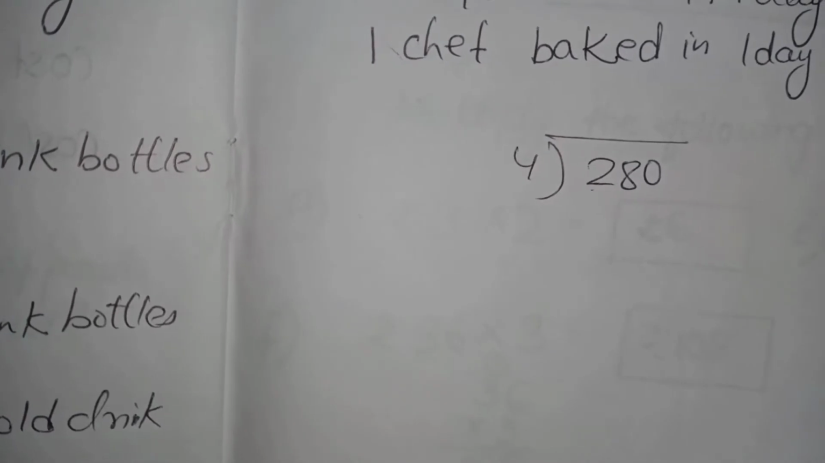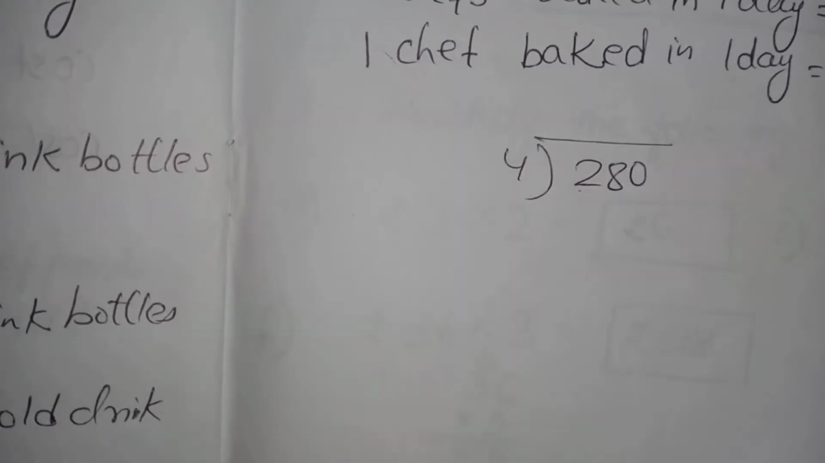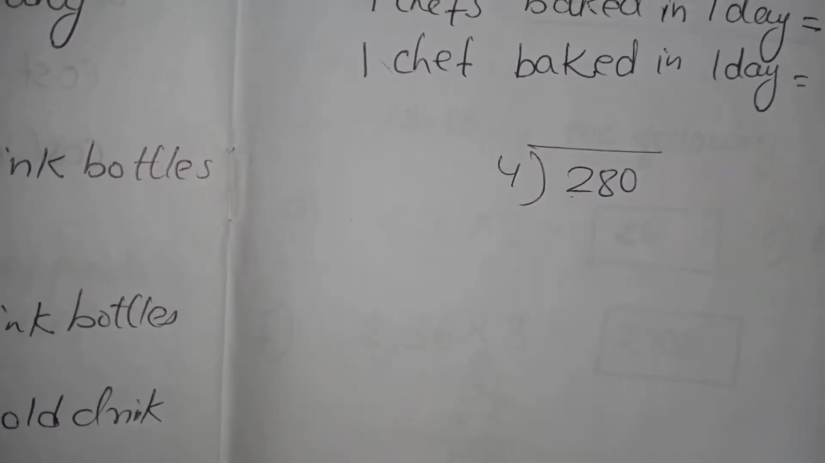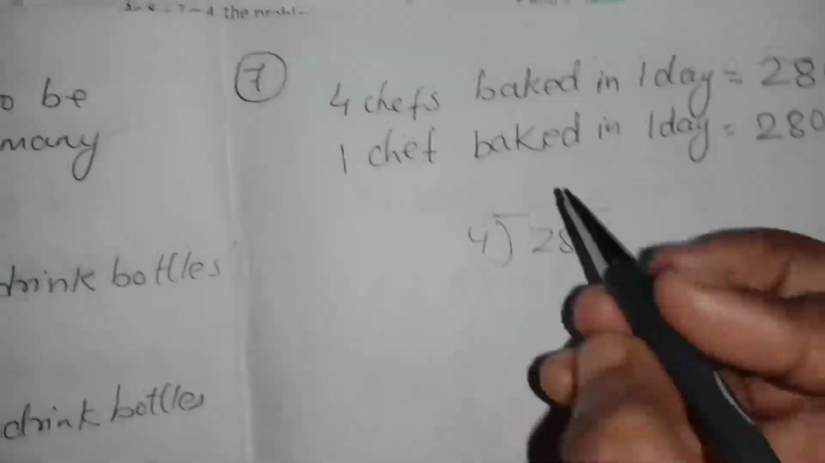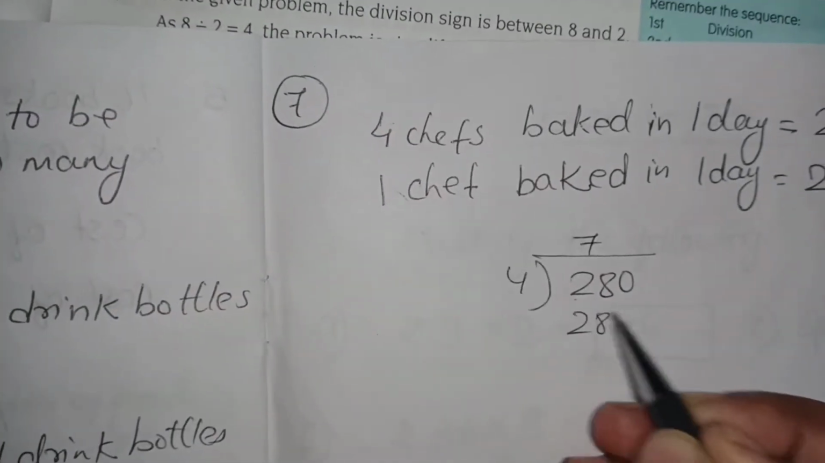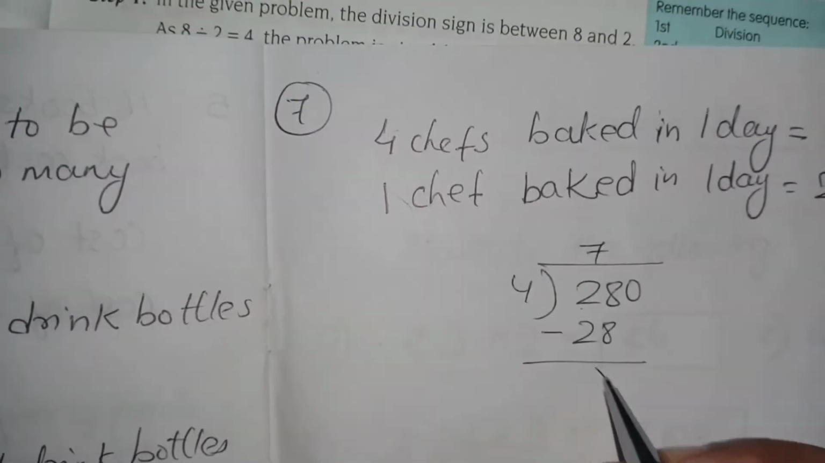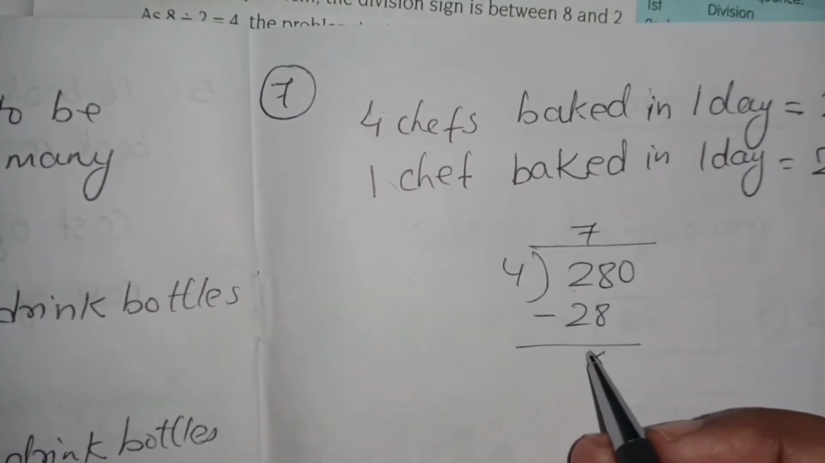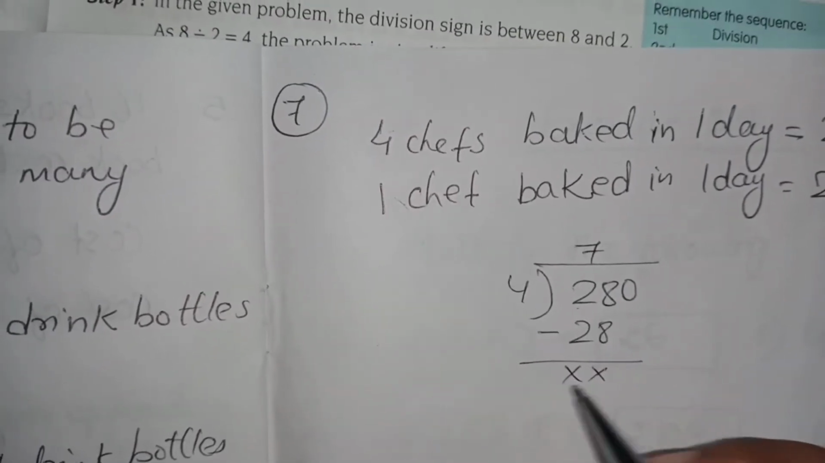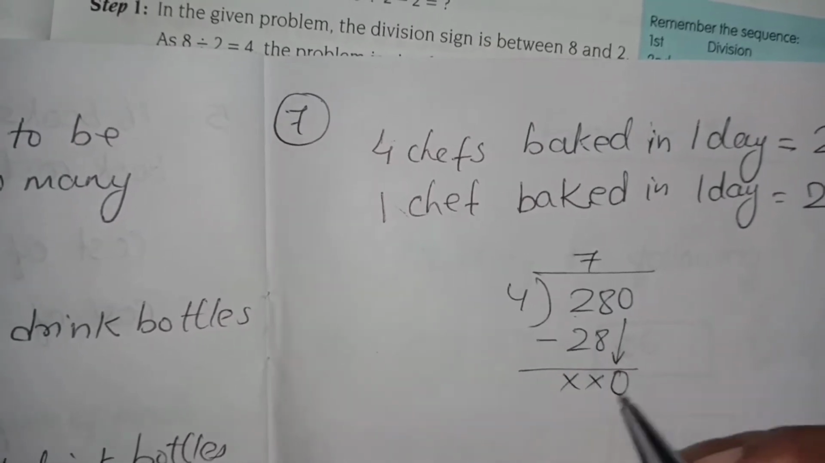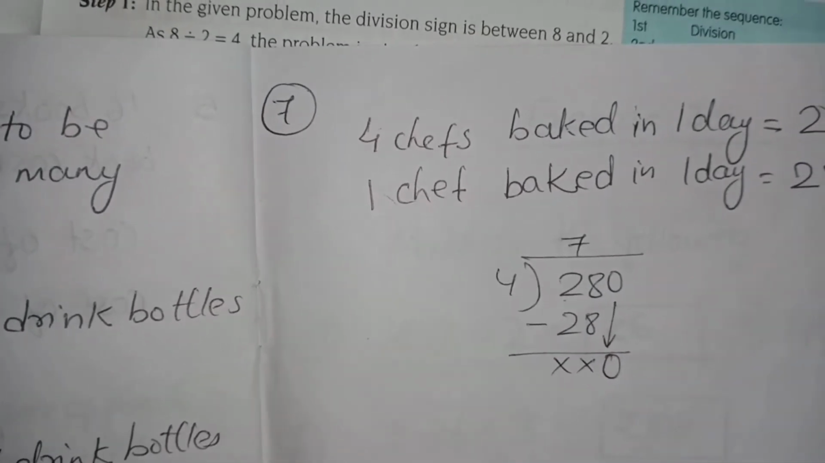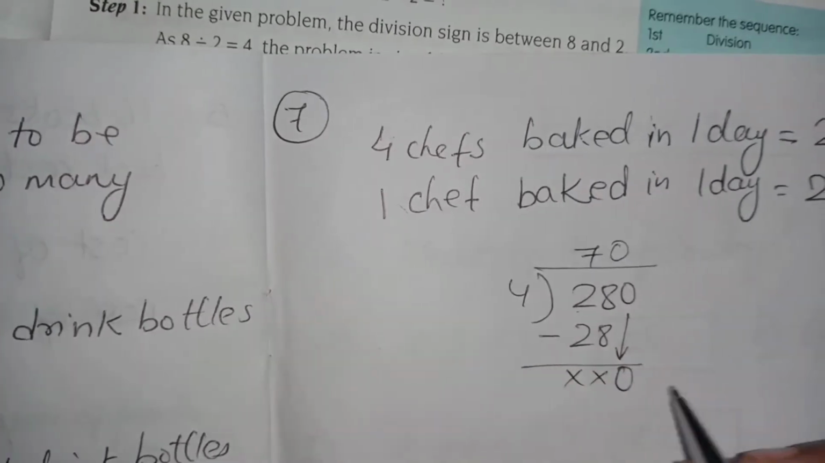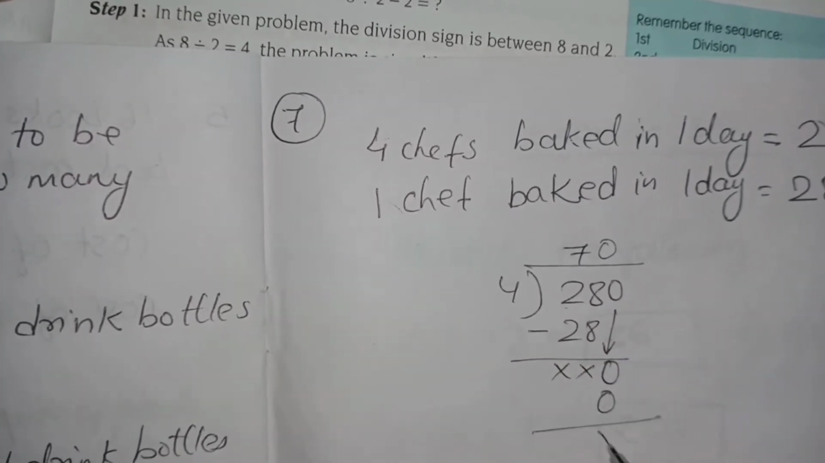4 1 is 4, 4 2 is 8, 4 3 is 12, 4 4 is 16, 4 5 is 20, 4 6 is 24, 4 7 is 28. 4 7 is 28. 8 minus 8 is 0, put the cross. Okay, you can write 0 or you can put the cross. 2 minus 2 is 0, put the cross. Bring 0 down. In the 4 table 0 doesn't come, so 4 zeros are 0. Okay, and put the cross.